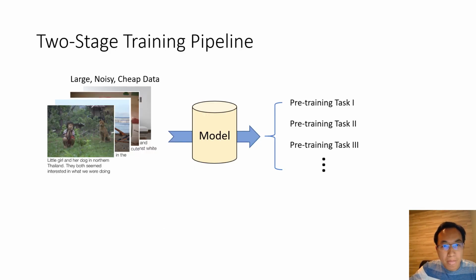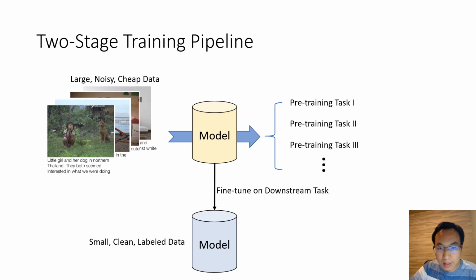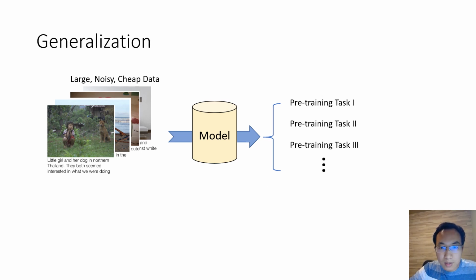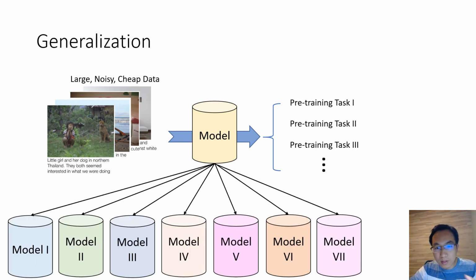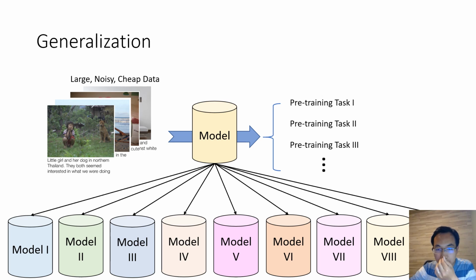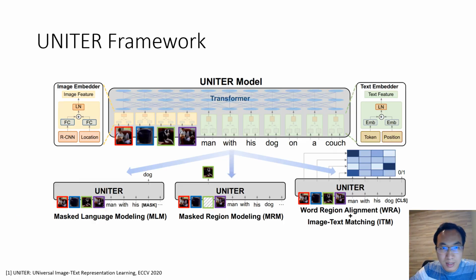So pre-training is basically a two-stage training pipeline. We will first perform large-scale pre-training on large, noisy data, and then we will fine-tune on the downstream task. For the downstream task, typically the data is small, but it's clean and carefully labeled. The good thing about pre-training is that it usually has very good generalization ability. That is, once we have trained a large-scale model, it can be adopted for a wide range of downstream tasks.